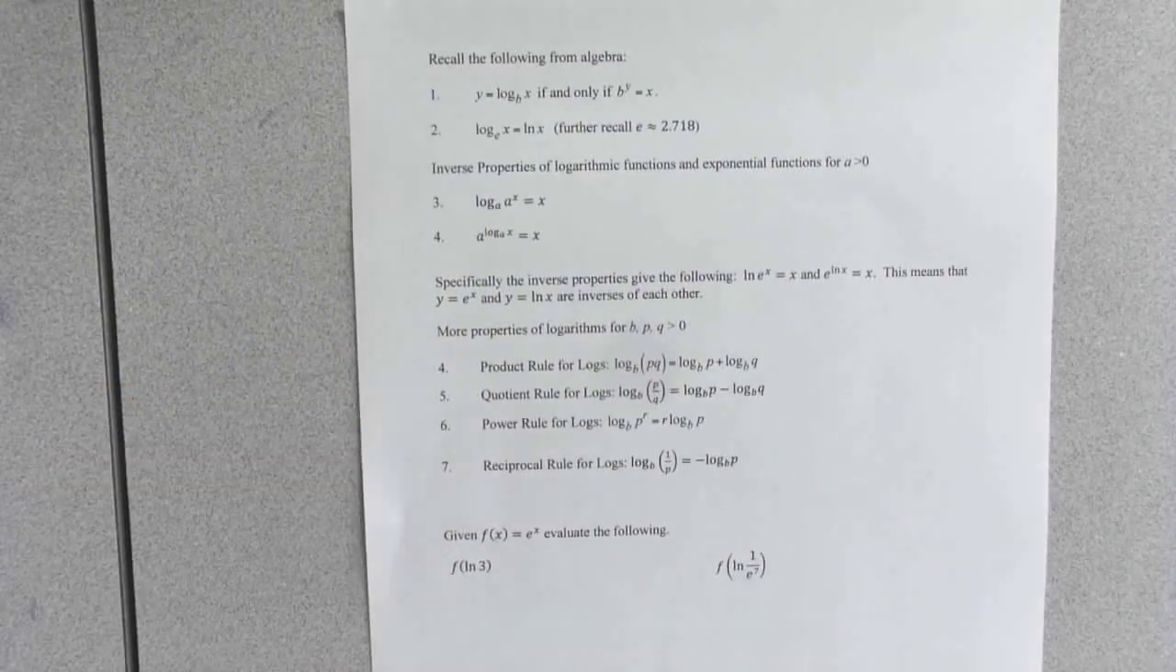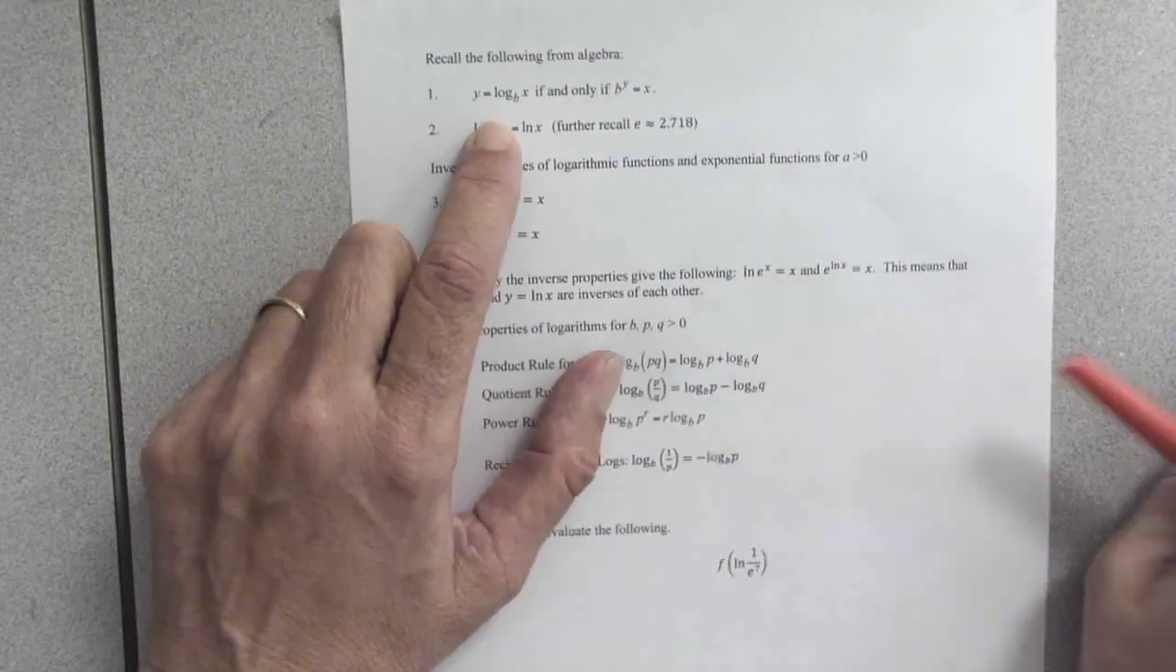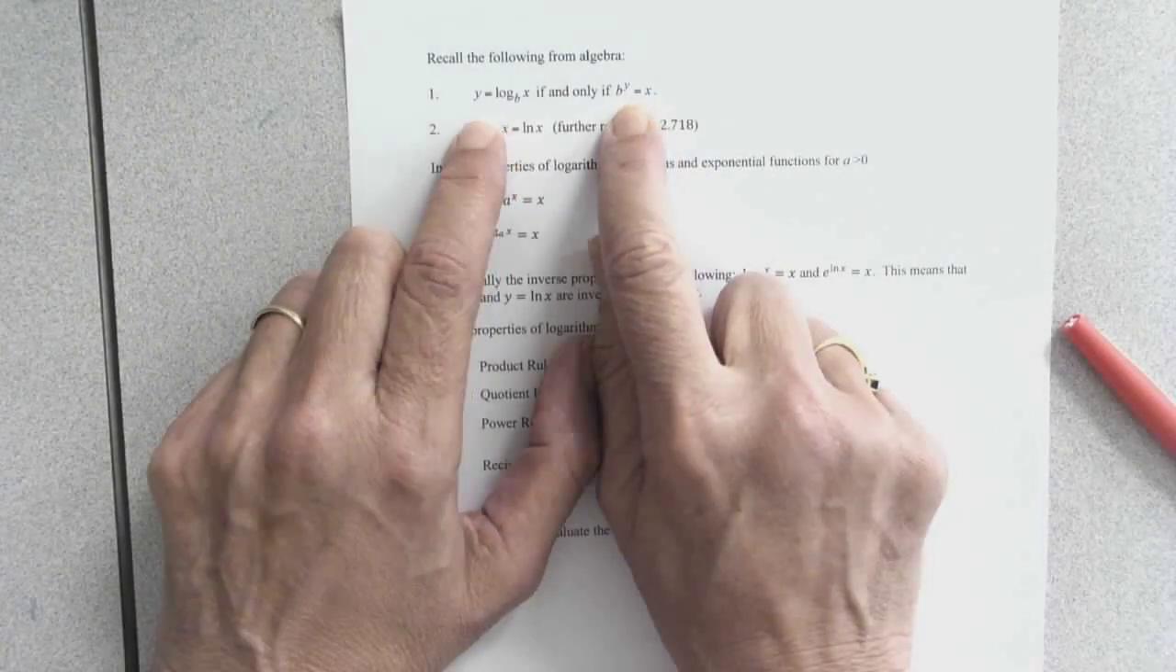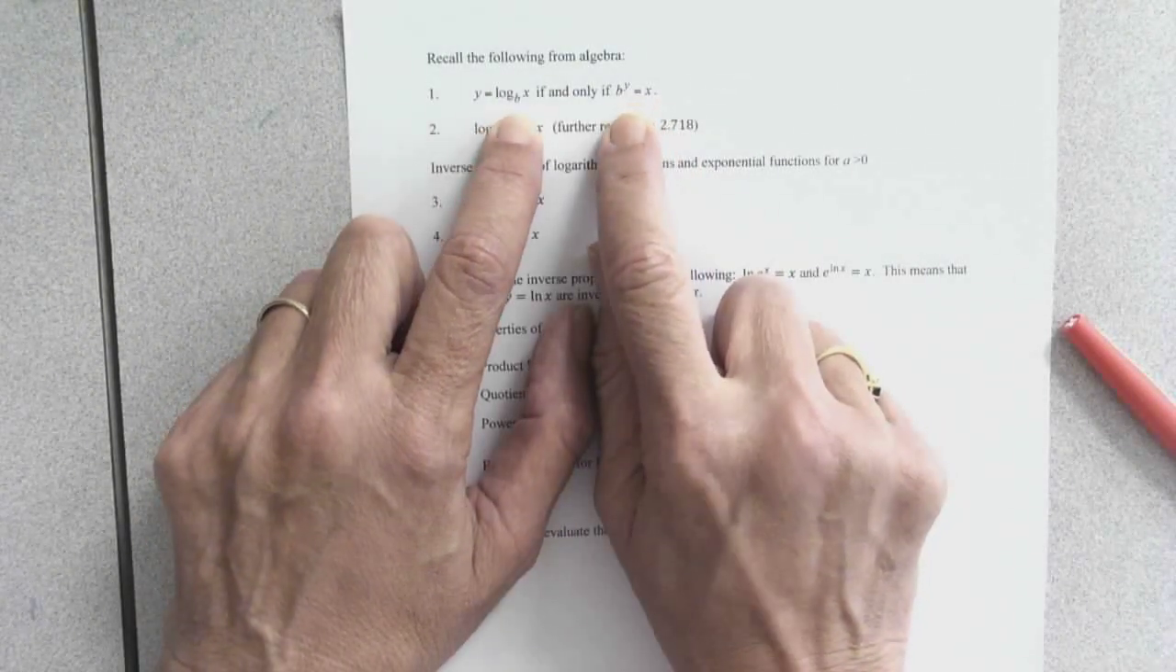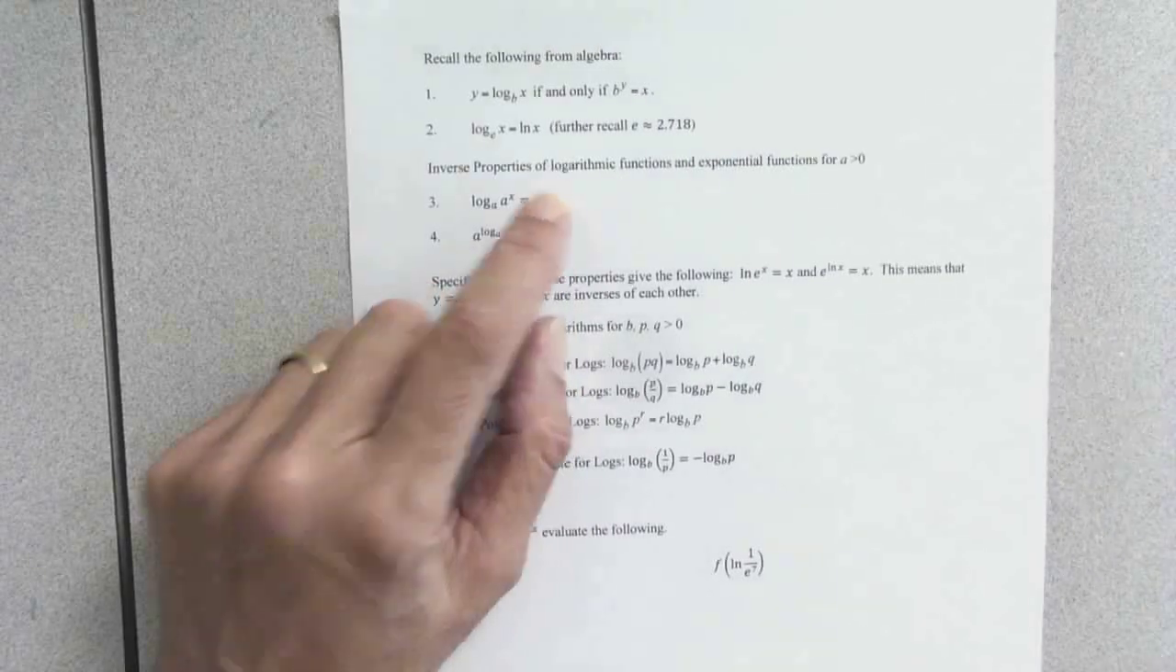Okay, picking up more logarithm stuff from algebra. Y equals log base b of x if and only if b to the y equals x. So there is the relationship between logarithms and exponentials. All logarithms and exponentials are inverses of each other, so these two statements are equivalent: y equals log base b of x is equivalent to b to the y equals x.